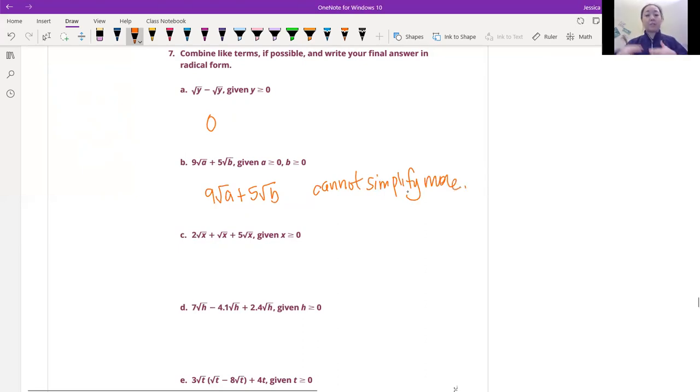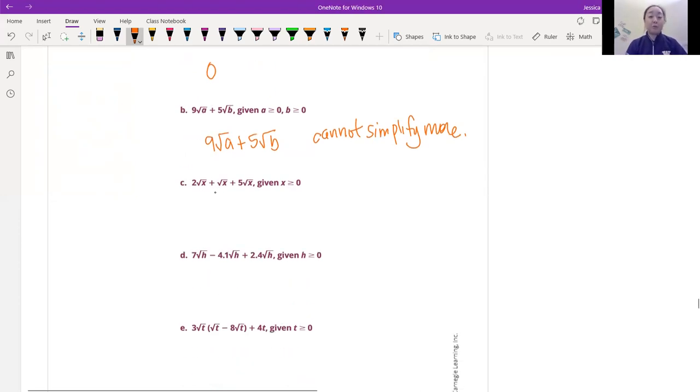Because square root of A and the square root of B, they're not like terms. So we just leave it like that. And then same thing here for C. Let's take a, ooh, they're all square root of x's.